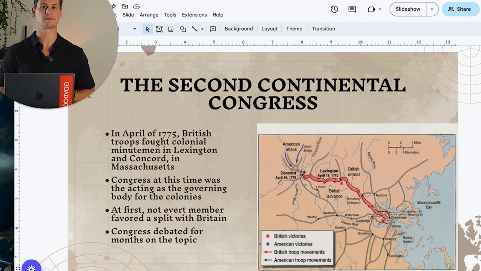So you have this split. On one side, you have the revolutionaries, right? The colonists and the patriots that are trying to fight for America. And on the other side, you have the loyalists who are still loyal to the British crown.